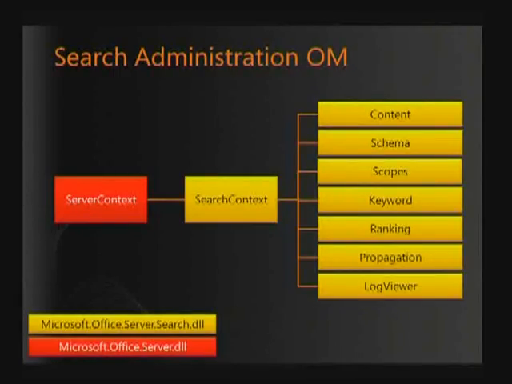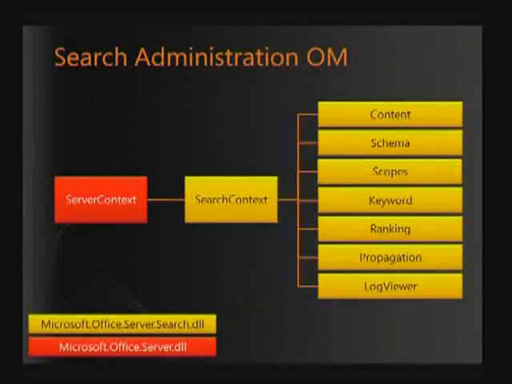There's a new DLL called Microsoft.Office.Server.Search.dll, and that one gives you a whole bunch of classes that you can use. So there are classes that allow you to play around with content sources, and classes that allow you to play with the schema. That's pretty much the managed properties and the crawl properties. Scopes, keywords, ranking. You can play around with the ranking algorithm.